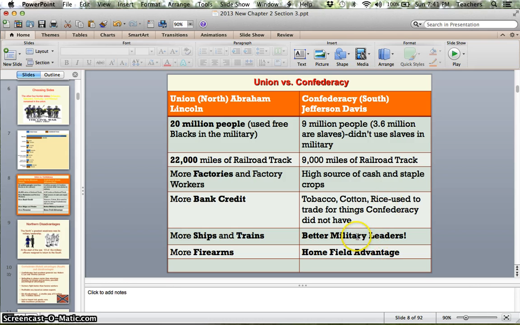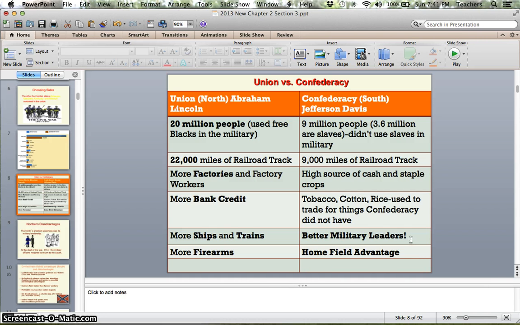The only way we're going to bring the South back into the Union is if we go down there and make them, which means we have to go down there and destroy them. So they have home field advantage. We have to fight them on their home ground. They also have better military leaders. Because of better military leaders, strategy wins the game.